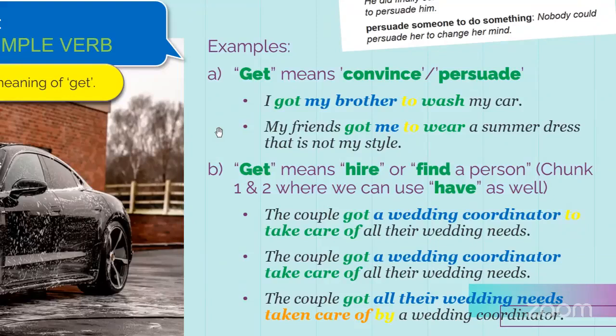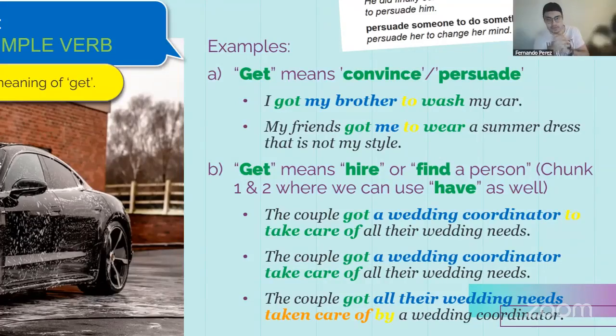Chunk one and two, where we can use have as well. The couple got a wedding coordinator to take care of all their wedding needs. The couple got a wedding coordinator take care of all their wedding needs. The couple got all their wedding needs taken care of by a wedding coordinator. So this is the letter A: get to is similar to convince. And letter B: get is similar to have, like in the previous example.